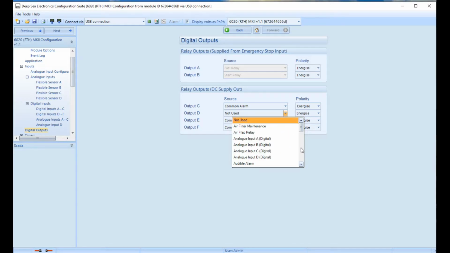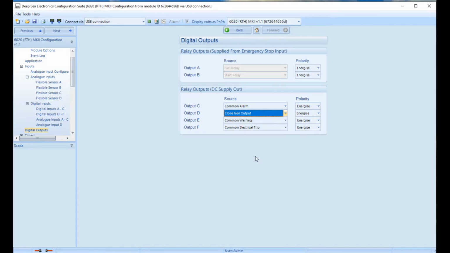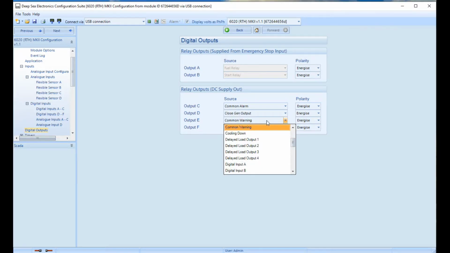I need to find it first. It's in here. So close genset output, and then this one is mains. This is close mains, I think. Yeah, I need to find where it is. I couldn't find it. Mains. Here we are.